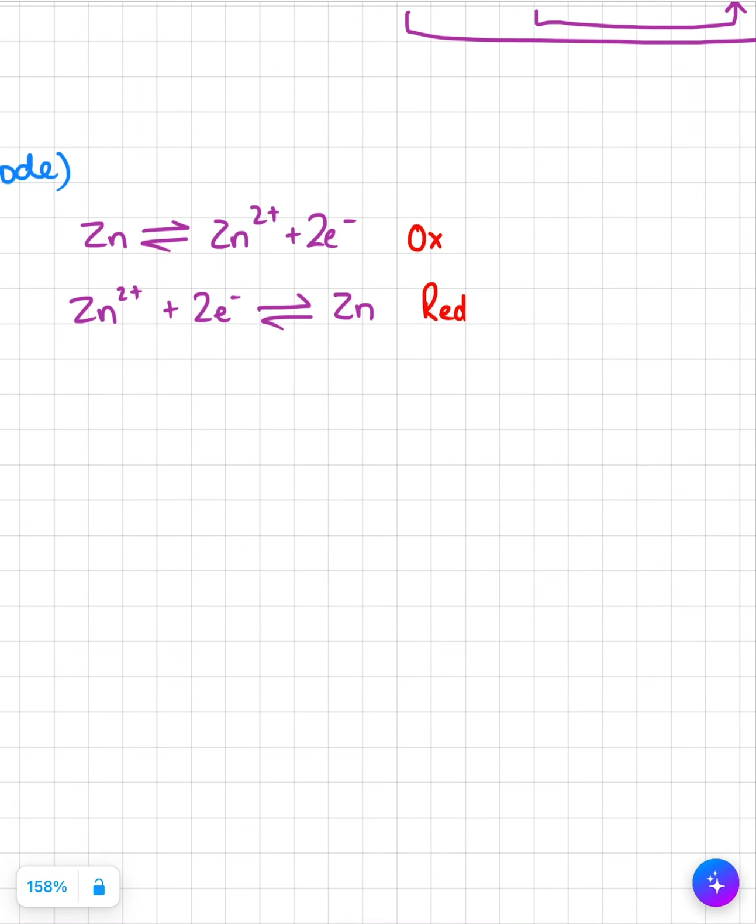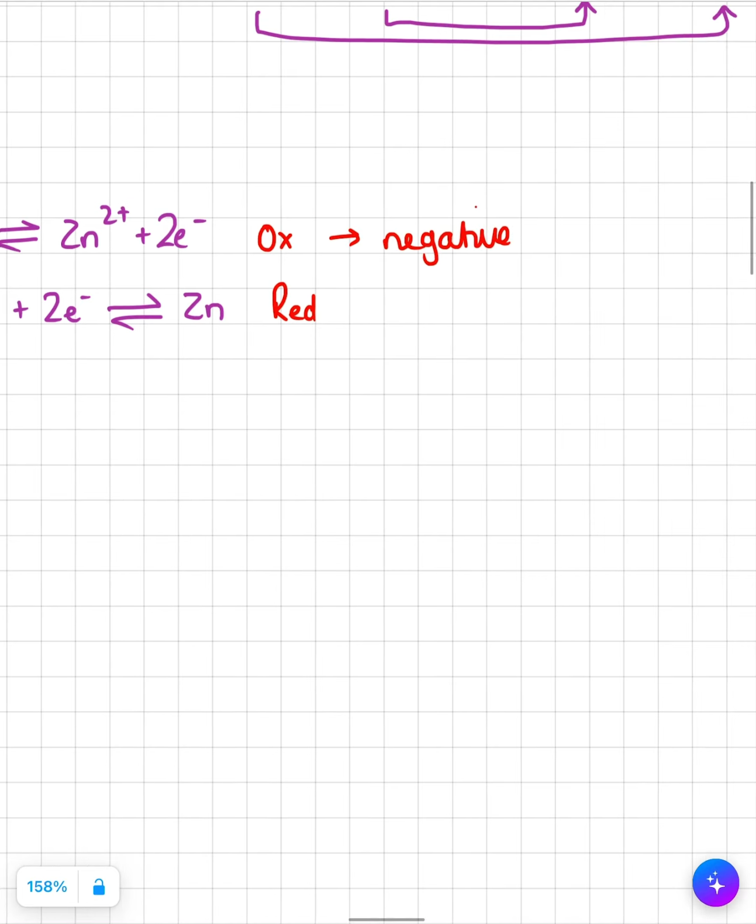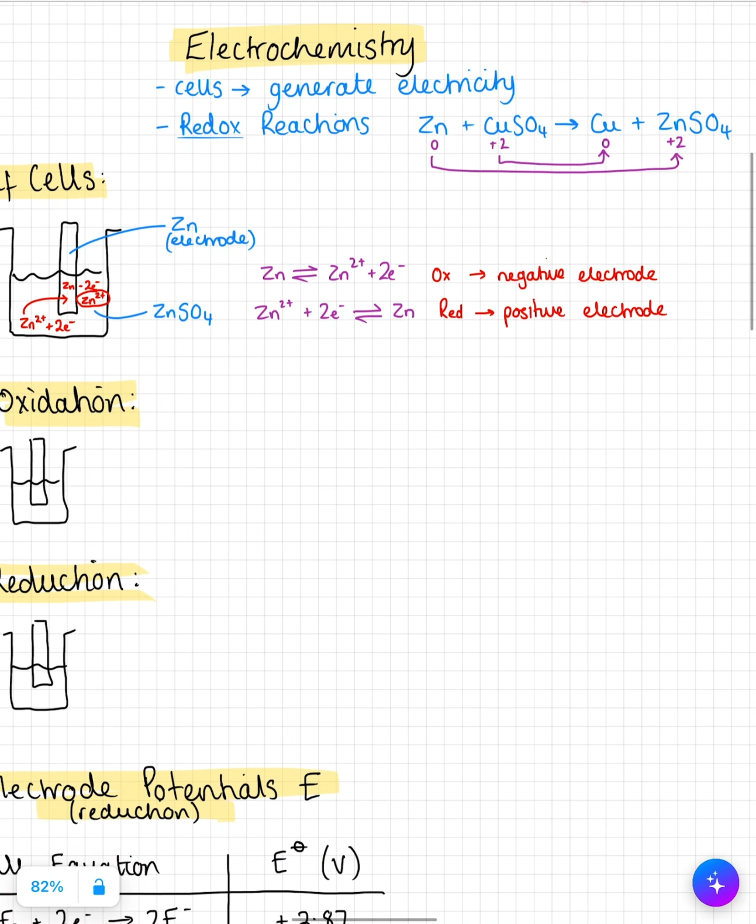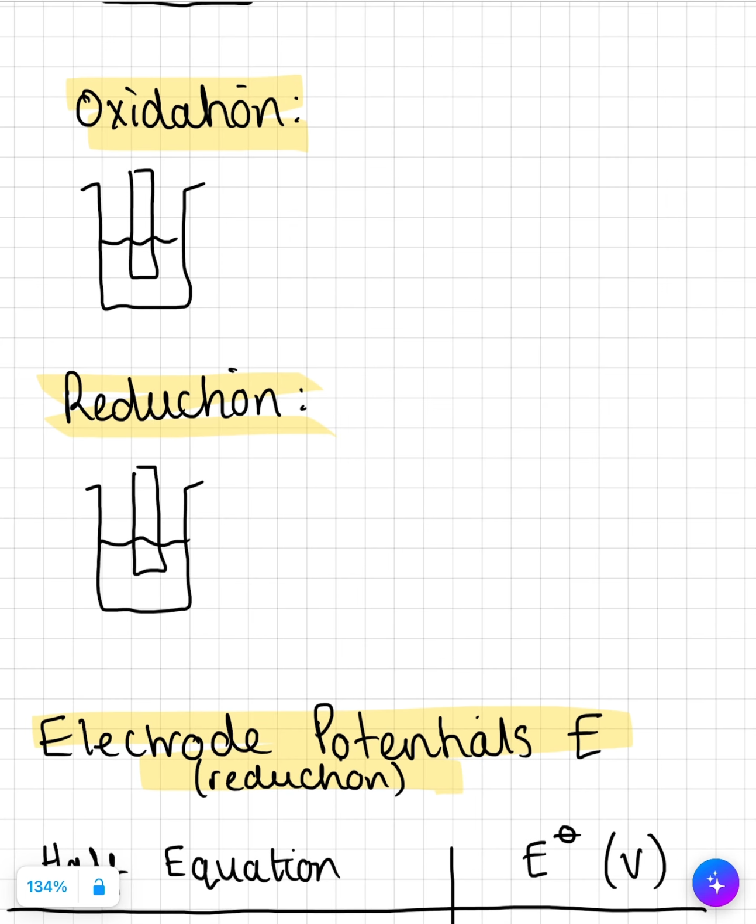So if this process was happening, the oxidation, we would have ourselves a negative electrode. If the reduction process was happening, we would have a positive electrode. And this is how we can determine whether we have a positive or a negative electrode. So let's look at these two in more detail.